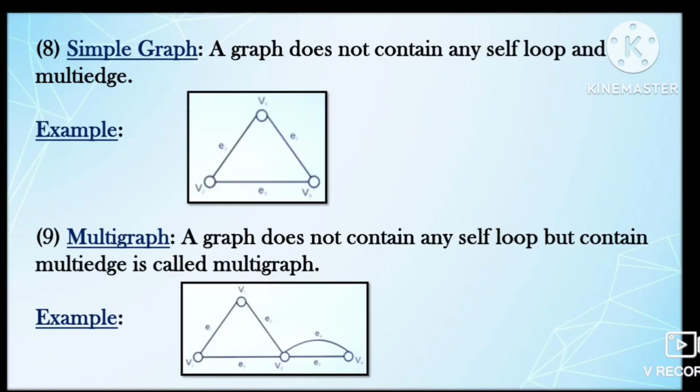Now eighth is a simple graph. A graph that does not contain any self loop and multi-edge. So here in the example you can clearly see that it is neither a directed graph, nor does it have a self loop, nor does it have a multi-edge.